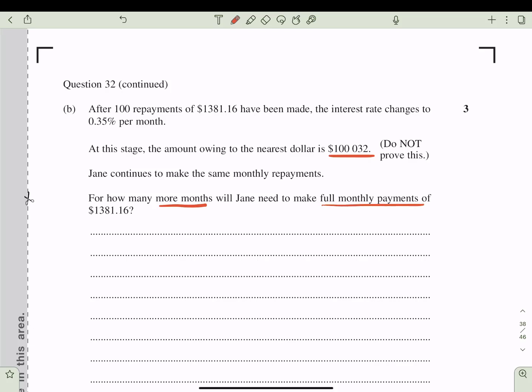So, with this question here, we can think of it like this. I borrow money for 100 months, and then I borrow again for n number of months. I don't know how many more months, so I'm just going to leave it as n. And the amount I borrow the second time is 100,032. So what does that mean? It means my principal has now changed. So before, my principal was 200,000. But now my principal is actually $100,032, as I said before.